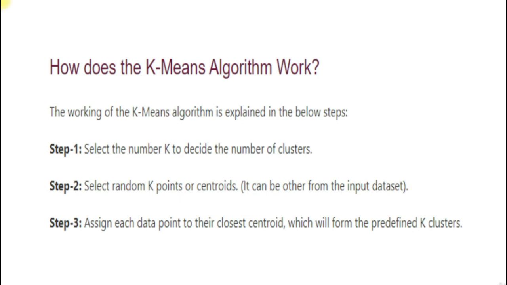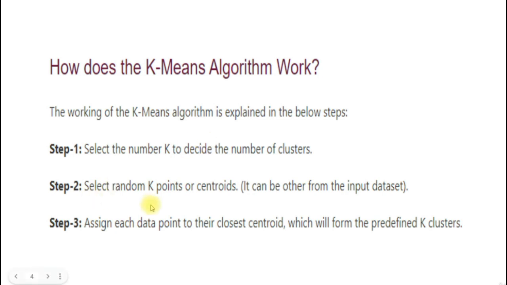So let us understand how the k-means algorithm works. The working of the k-means algorithm is explained in the steps below. Step 1 says that we have to select the number k to decide the number of clusters. Now we will see the elbow method that is used to determine the number of clusters that we are going to make from the dataset. So the first step is to decide the number of clusters that we want to create. For that, I'll teach you about the elbow method later in this video.